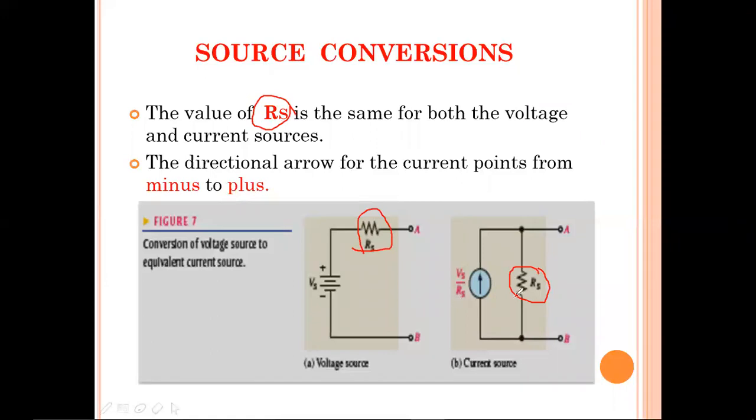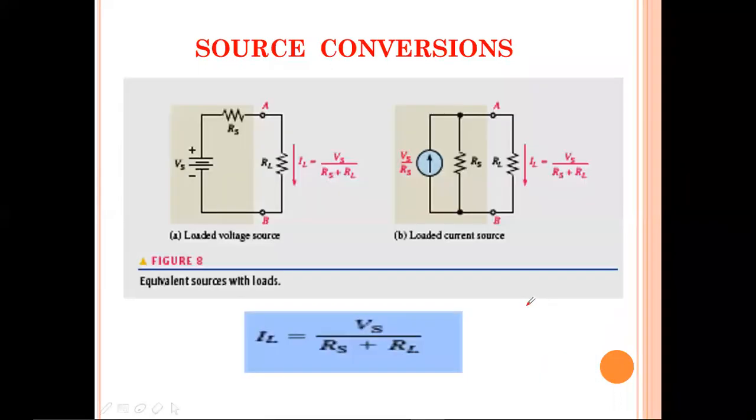Without changing the RS value, the power consumption across the A and B or C and D terminals is the same. The directional arrow for the current points from minus to plus, because wherever minus and plus are marked here, the current direction is like this. Always the current direction arrow is from minus to plus. Already you know this point. This is a basic point, though I included it in this slide. This is not rupees, this is RS, meaning source resistance or supply resistance, right?